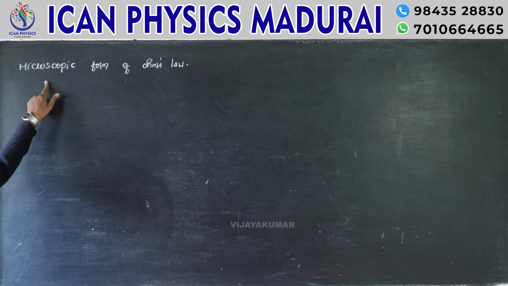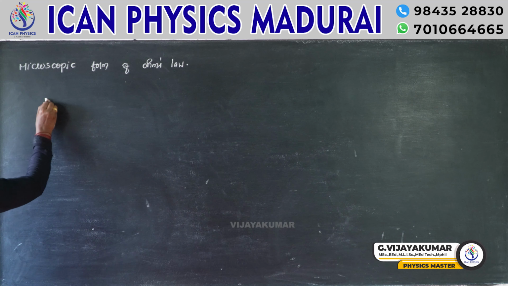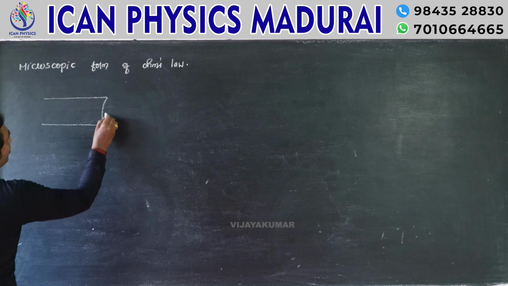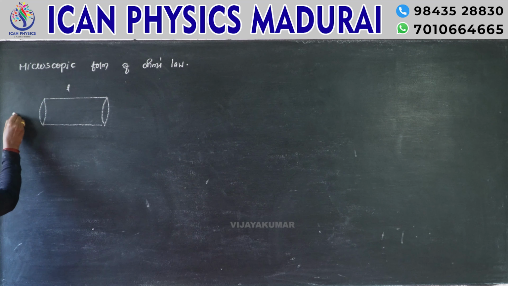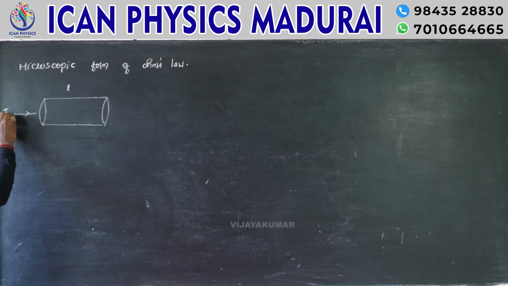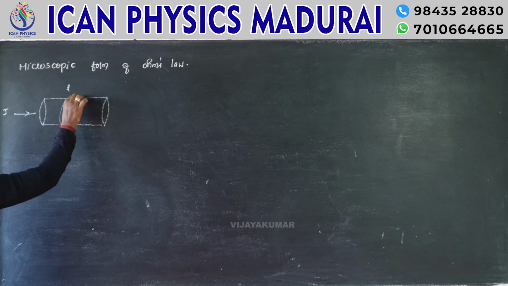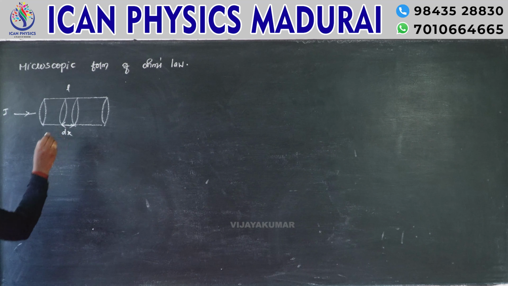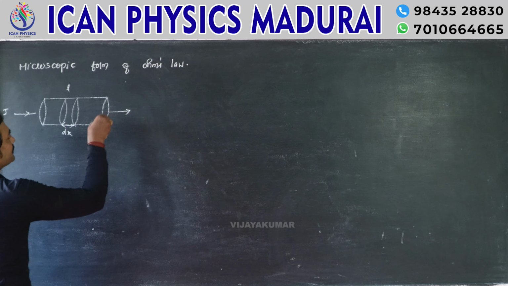So, the topic is the microscopic form of Ohm's law. Let us consider a conductor of length L. Let I be the current flowing through the conductor. In that, we can consider a small area and its small displacement is taken as dx, so that the current comes through it.